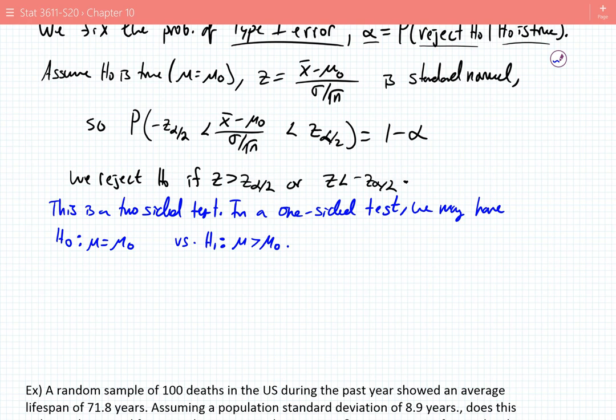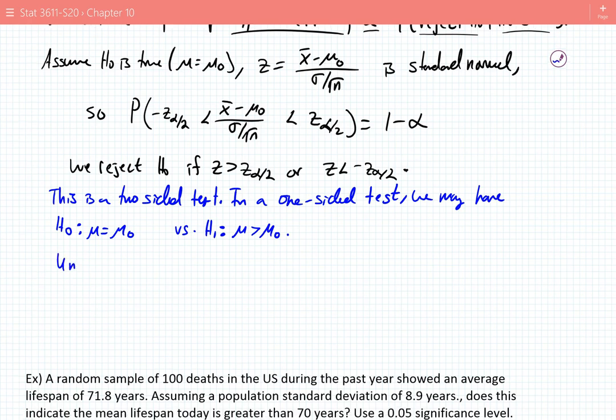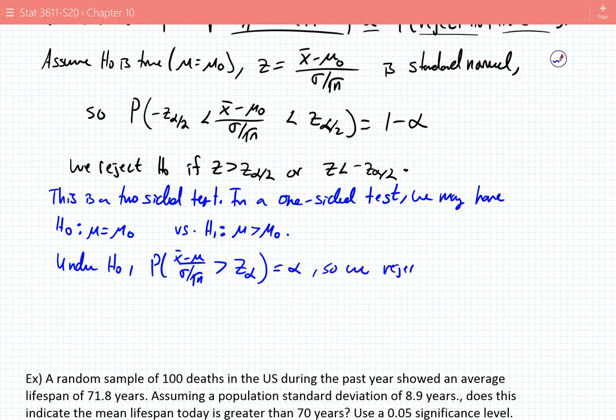And in this case, assuming the null hypothesis is true, the probability that x bar minus mu over sigma times root n is greater than z sub alpha, related to something you might have looked at when doing a one-sided confidence interval, is by definition alpha. And so in a one-sided test, we reject the null hypothesis if we are bigger than this value.